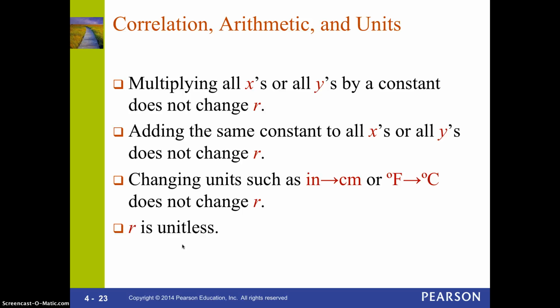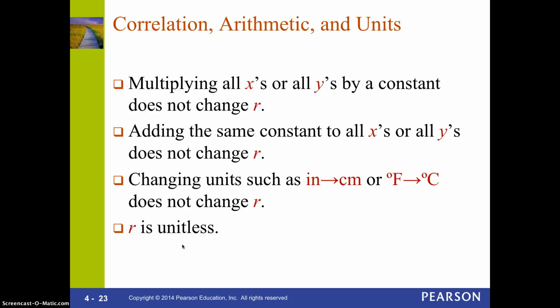Now, what happens if I multiply all of my X's or Y's by a constant? It's also not going to change R. Adding the same constant to all the X's doesn't change R either. For the example, we're going to change units. We're going to take our temperatures that are in degrees Fahrenheit, convert them to degrees Celsius, and see that I still have the same R.